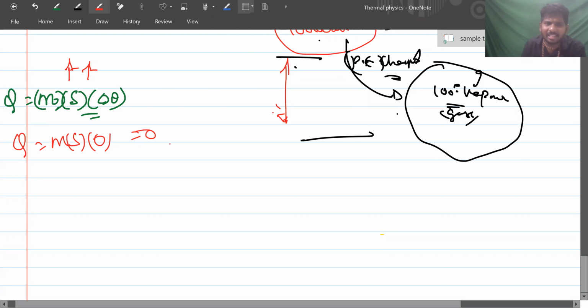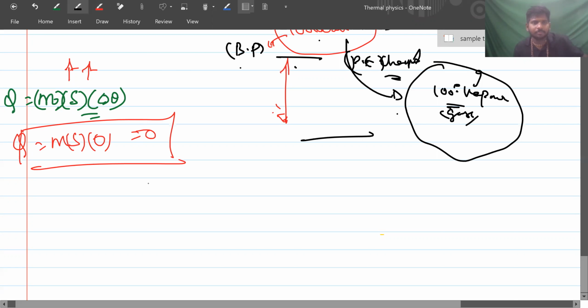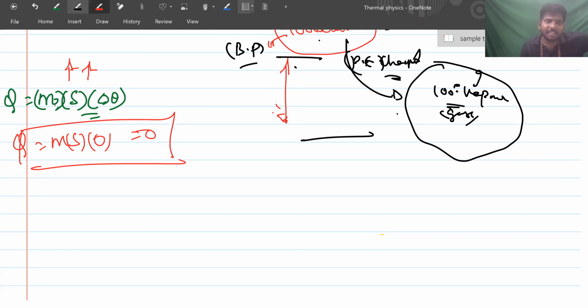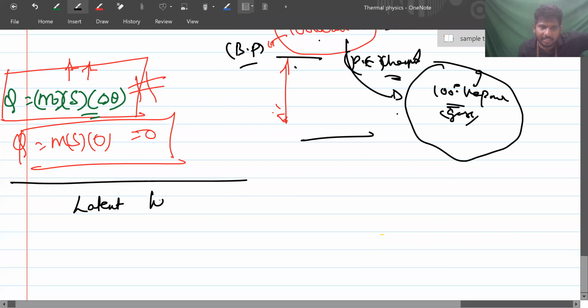But is it that it does not require energy at all? It requires, no, sir. Here this 100 degrees vapor conversion point is also called the boiling point, right? Yes, sir. Then at that time it requires energy, but we cannot calculate that energy by m s delta theta. This can only be calculated when there is a change in temperature. But when there is no change in temperature, we will use the concept of latent heat of vaporization. Yes, sir. Understood.